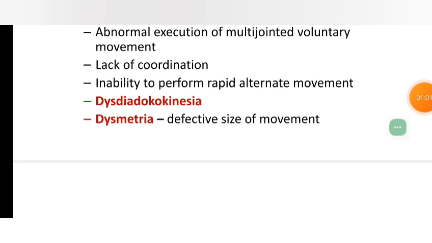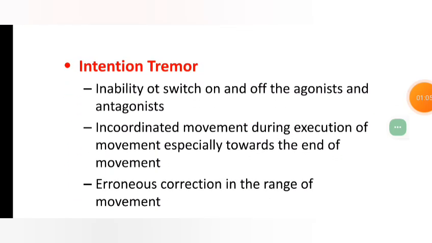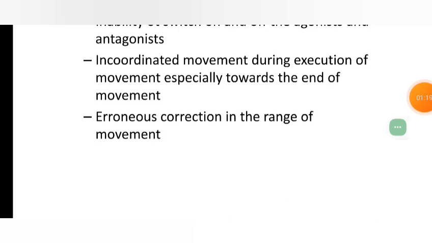dysdiadochokinesia. Dysmetria: defective size of movement. Intention tremor: inability to switch on and off the agonist and antagonist, in-coordinated movement during execution of movement, especially towards the end of movement, erroneous correction in the range of movement.